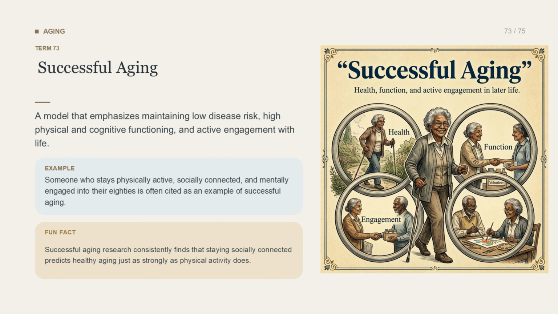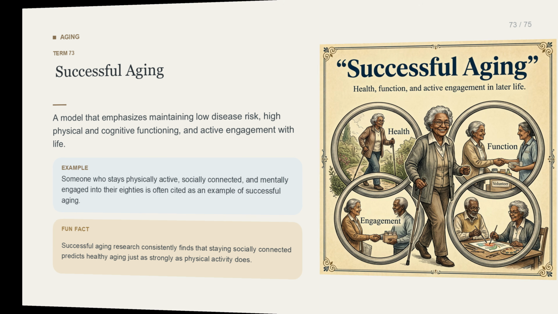73. Successful aging. Successful aging is a model that emphasizes maintaining low disease risk, high physical and cognitive functioning, and active engagement with life. For example, someone who stays physically active, socially connected, and mentally engaged in their 80s is often cited as an example of successful aging.